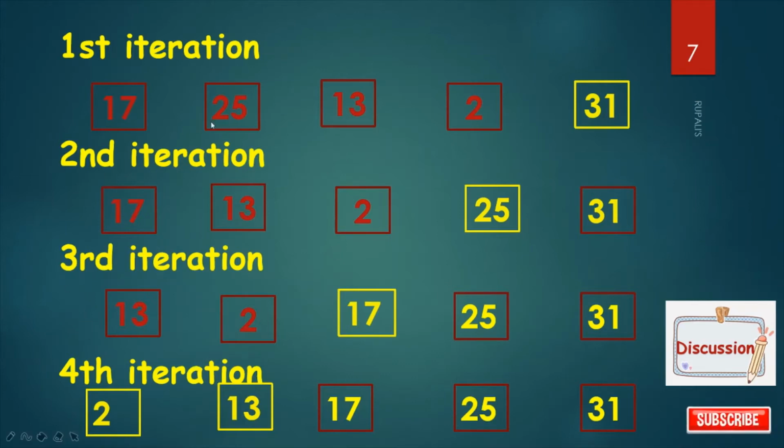So, for the first iteration, 4 comparisons are needed. For the second, it is 3. For the third, it is 2. And for the fourth iteration, it is 1 comparison.